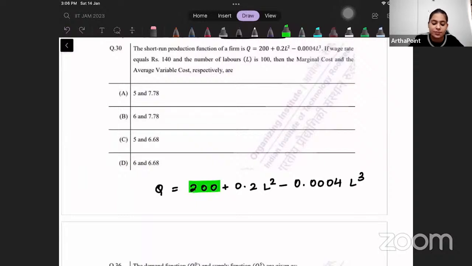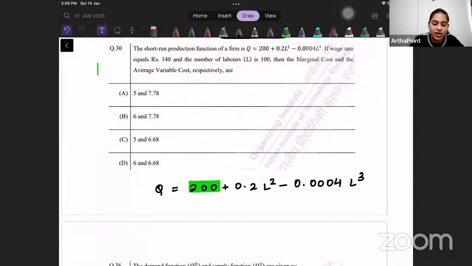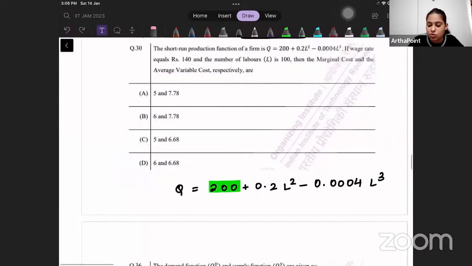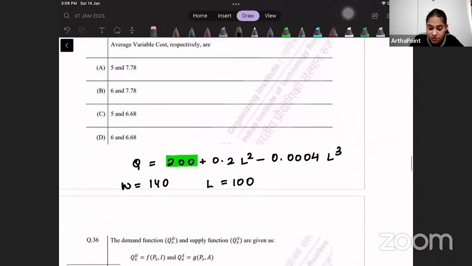Not fixed cost, sorry. I see that they're talking about average variable cost. So that is why I know that this is a short run production function. They say that the wage rate is 140 and the number of labor is 100. The question that they've asked is: find marginal cost and average variable cost.